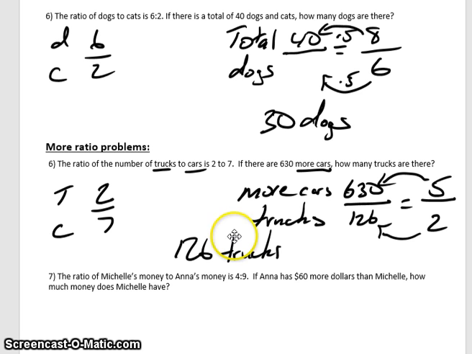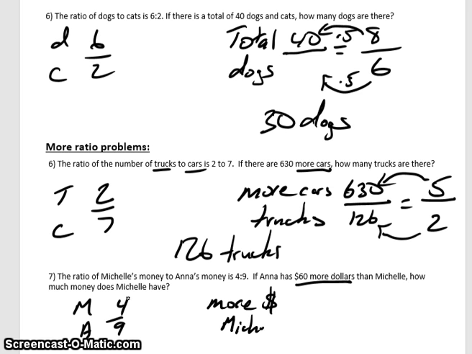All right. Let's see what we got here. We got the ratio of Michelle's money to Anna's money is 4 to 9. So 4 to 9, Michelle's money to Anna's money. Anna has $60 more. Does Michelle have $60? No. Does Anna have $60? No. She has $60 more. So I need a more dollars approach. And then they also want to know how much money Michelle has.